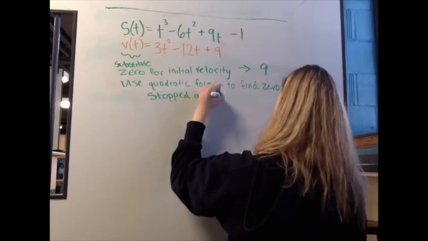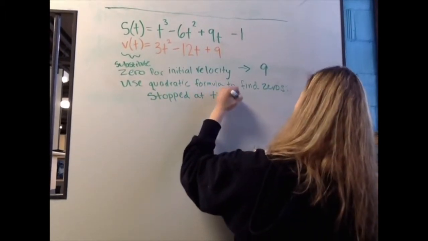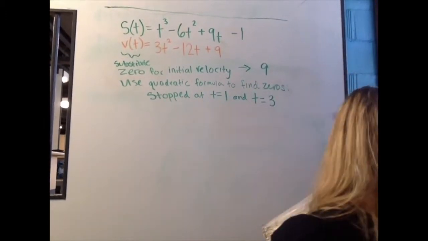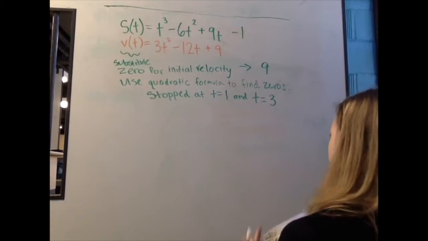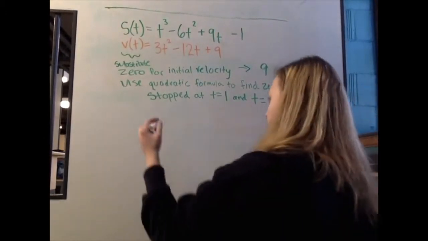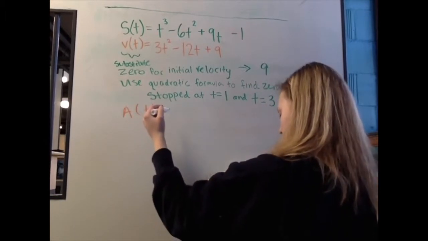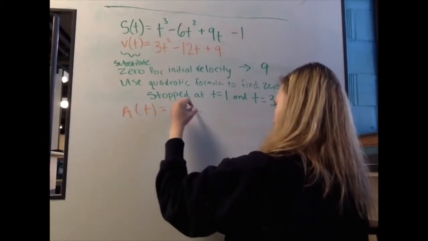The object is stopped at zeros, which are 1 and 3. And then the acceleration function is just the derivative of the velocity function, which is 6t minus 12. And the initial acceleration of that, found by substituting 0, is negative 12.